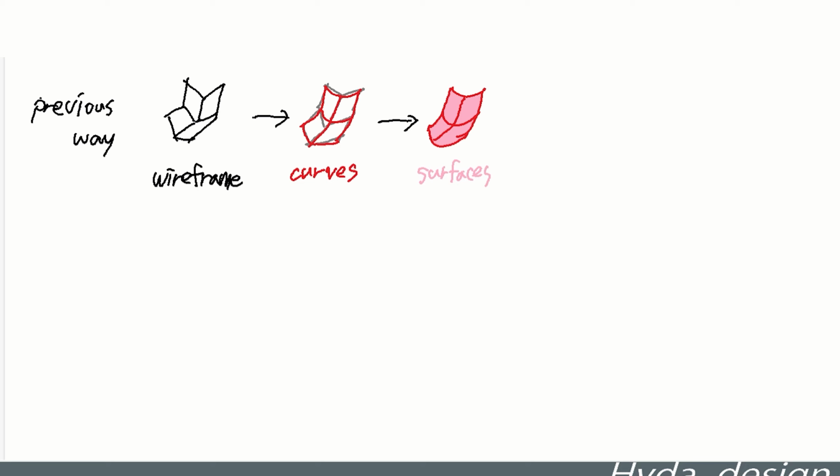The previous way is to create a wireframe first and then create a curve along the wireframe. And along that curve, I was using a curve to make a surface. The new method is the idea of using the wireframe to create a mesh once.